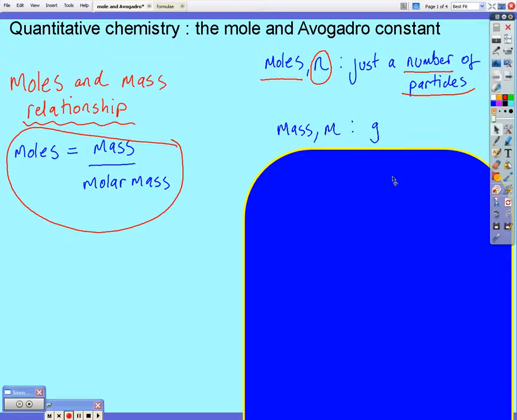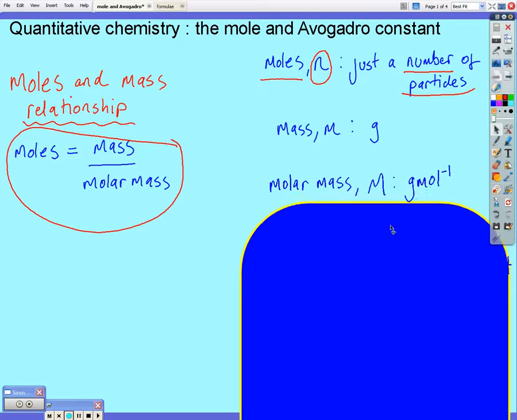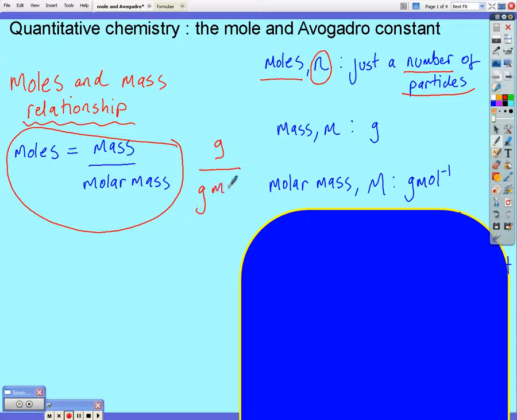Mass in that formula will always be measured in grams. If it's not in grams, you're going to need to convert it to grams. And molar mass has the symbol capital M and has units grams per mole. So if you think about what's going on, if you're dividing mass, which is in grams, by grams per mole, the grams cancel, you're left with 1 over per mole, which gives you moles.